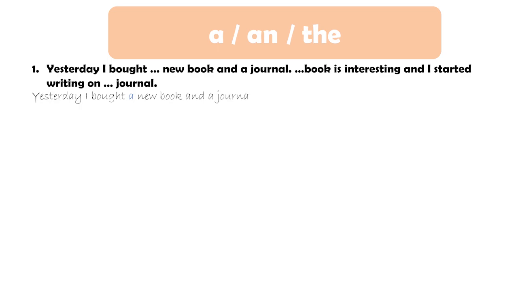Yesterday, I bought a new book and a journal because it could be any book. And remember the rule. When we are first introducing something to the reader or the listener, we've got to use the indefinite article. And what's the second rule? When we are talking about the same thing in the second sentence, we use the definite article. So, yesterday I bought a new book and a journal. The book is interesting and I started writing on the journal.